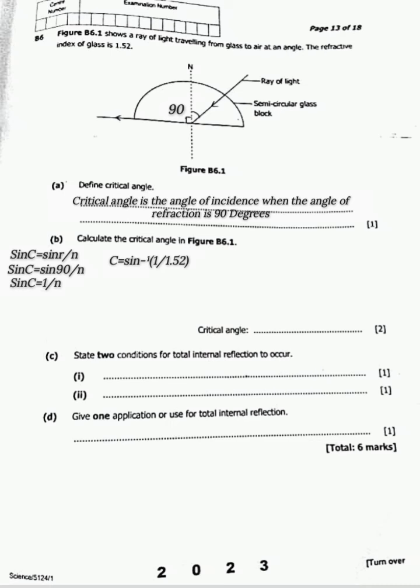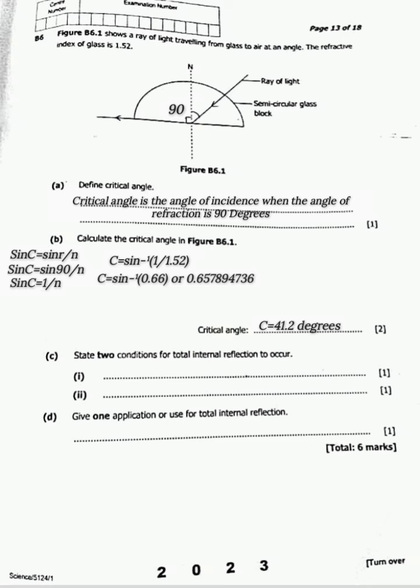Okay. So when you divide 1 by 1.52, we are going to get 0.66 like that. Okay, so I have rounded it off. Okay, so now I'm going to say the critical angle is equal to 41.2, or we can say 41.1 degrees. Okay, so let's move on to the next one, which is question C.